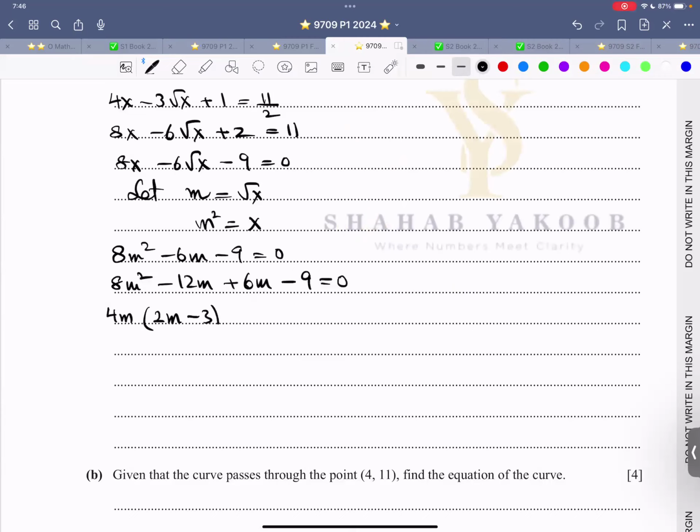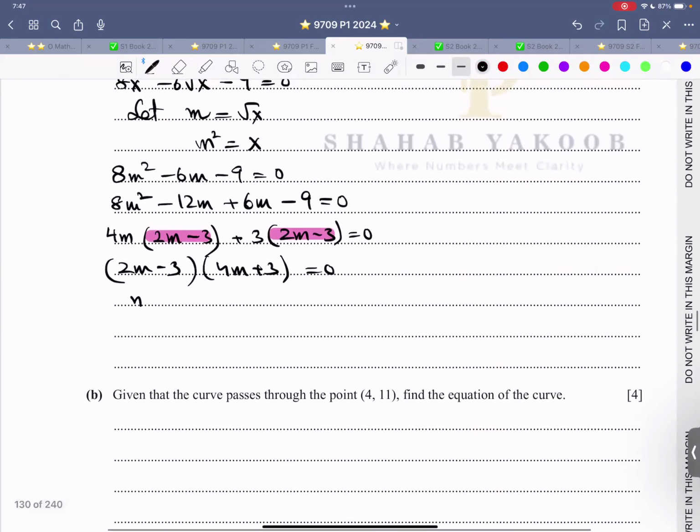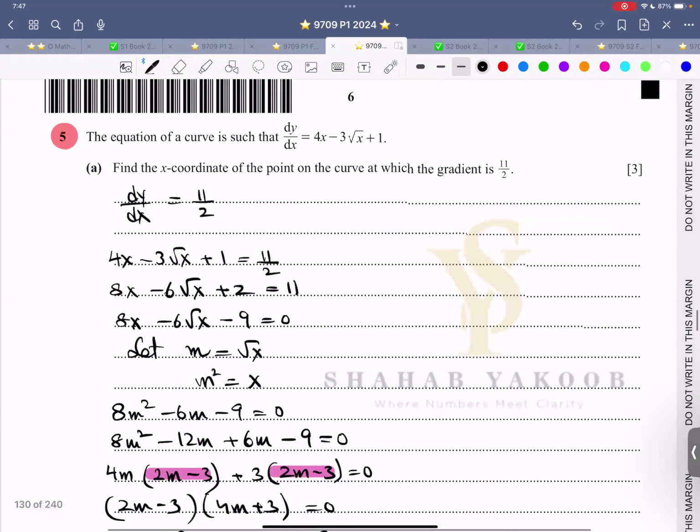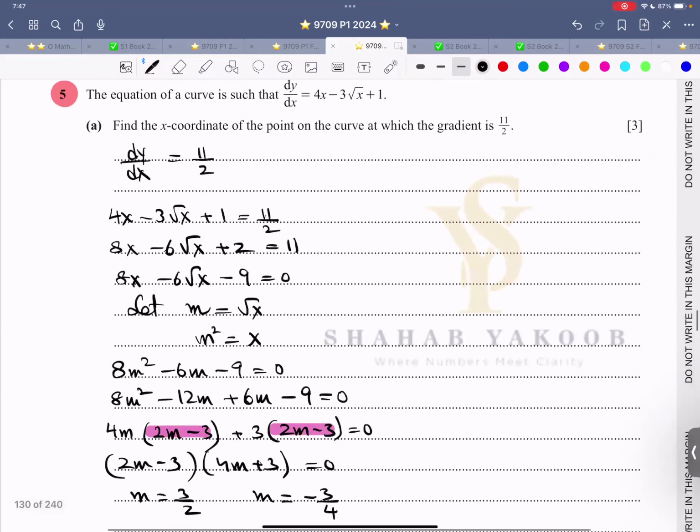So therefore, this is 4m bracket 2m minus 3 plus 3 bracket 2m minus 3 equals to 0. Make sure that these two things come out to be the same for middle term factorization to be correct. So therefore, 2m minus 3, 4m plus 3 equals to 0. Therefore, m is equals to 3 over 2. Therefore, m is minus 3/4. All good?